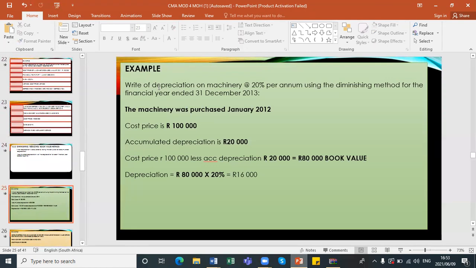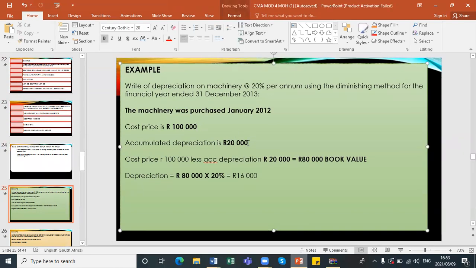In this example, rate of depreciation on machinery at 20% per annum using the diminishing method for the financial year ended 31st December 2012. So here it says you purchased the machinery in January 2012. That means you've had it for 1 full financial year in 2012, and this is now your 2nd financial year. The cost price is 100,000, accumulated is 20,000. That means you've written off 20,000 depreciation.